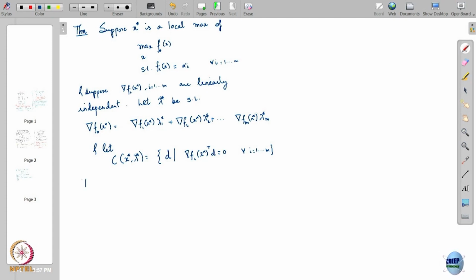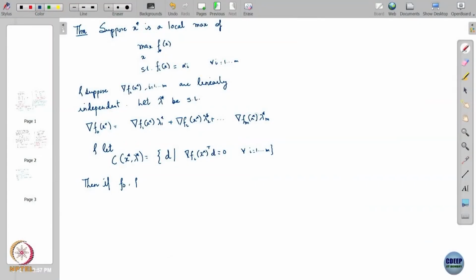Okay, then if it is a local maximum, and if f0, f1 through fm are twice continuously differentiable, then the following must be true. You can take W transpose. So, I'll explain what this notation is. This is another piece of notation.